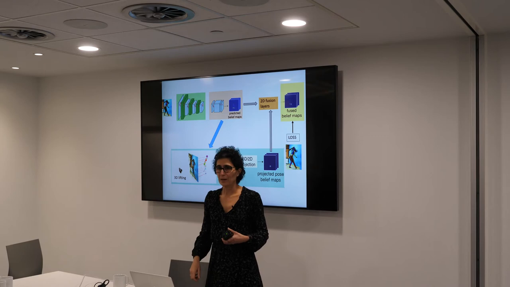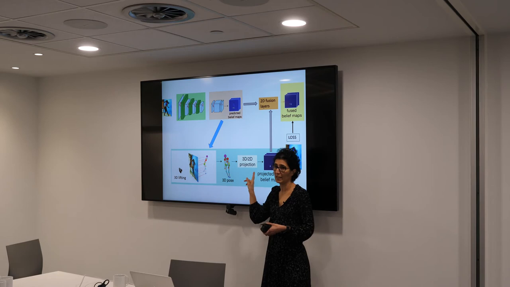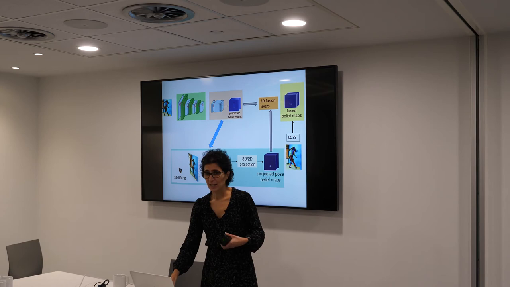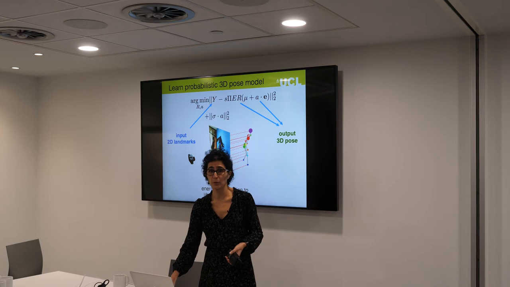So as you can see, we have a 2D loss. We're only using a 2D loss here. We don't need to have a 3D loss. And this part that you see here, the 2D to 3D lifting, is an unsupervised method. And the nice thing about it is that it was differentiable, so that we could put it within this network. So this is the algorithm. We're using a probabilistic model for the 3D pose, and we can go from 2D landmarks to 3D pose by solving this optimization.